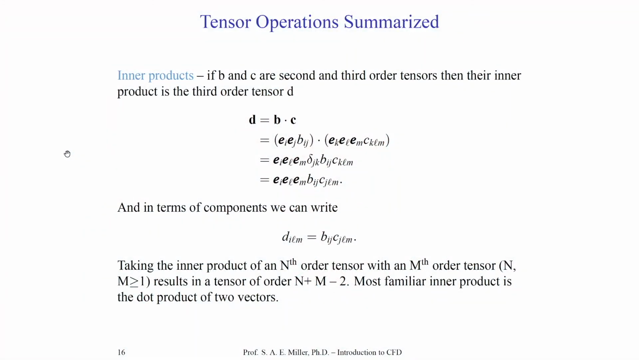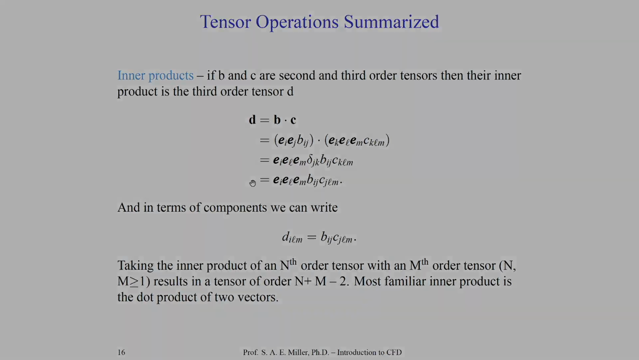Let us now summarize the inner products. If b and c are second and third order tensors, then their inner product is the third order tensor d. So d equals b inner product, or dot product in 3 dimensions, of c. We can write this, and you can see our reduction, by replacing b and c, combining them with the Kronecker delta function, and then removing the simpler indexes. And you'll get e_i, e_L, e_M, b_ij, c_jLM. It looks pretty complicated, but believe me, when you're changing coordinates in complicated sets of PDE, this will come in handy.